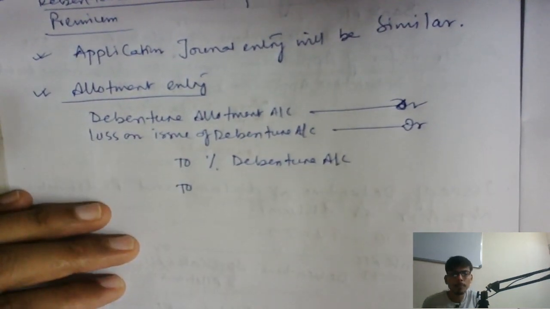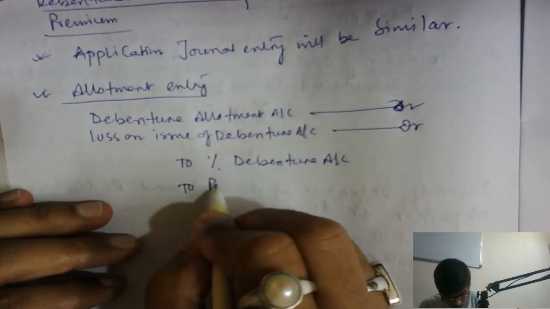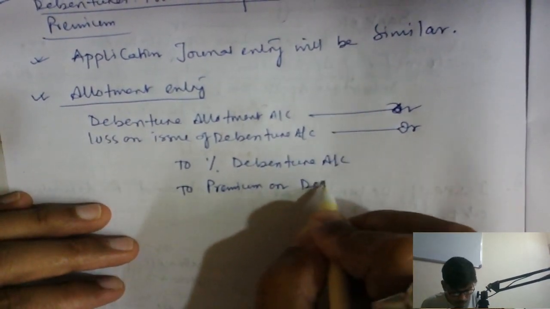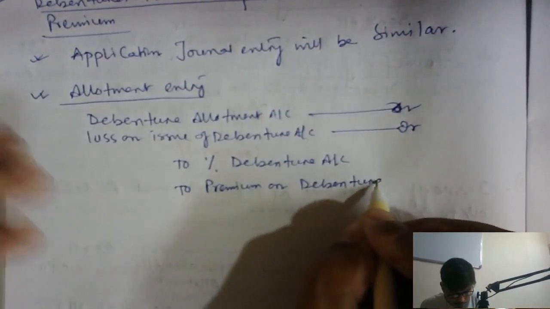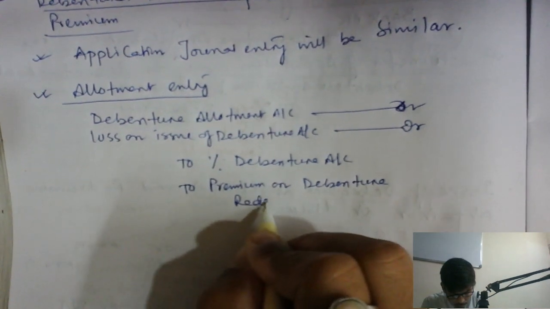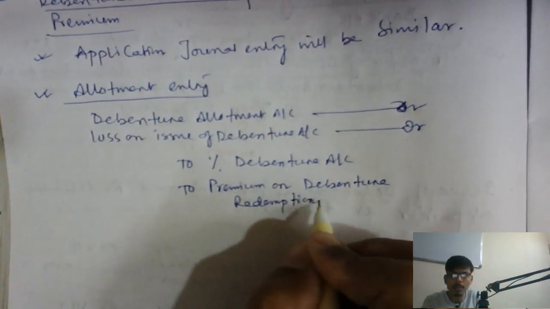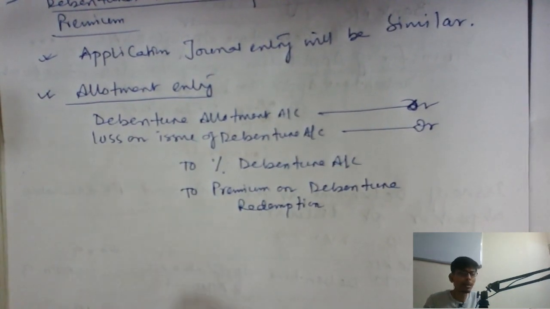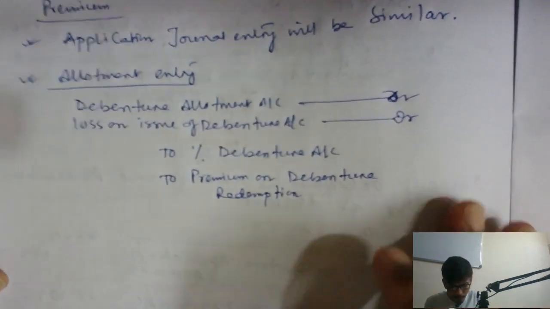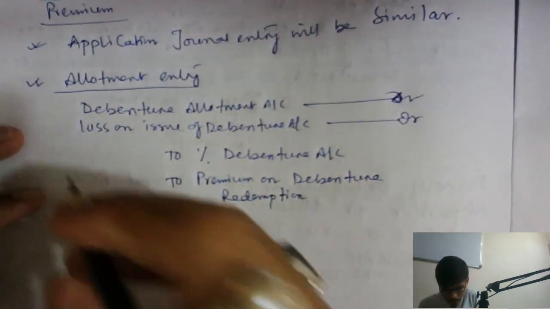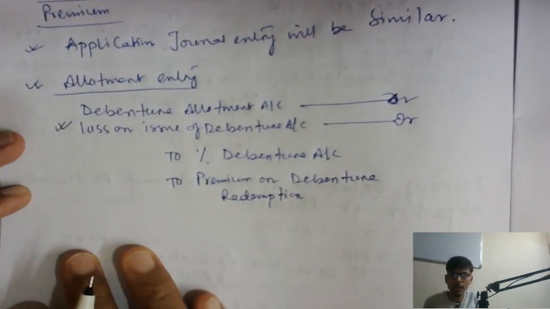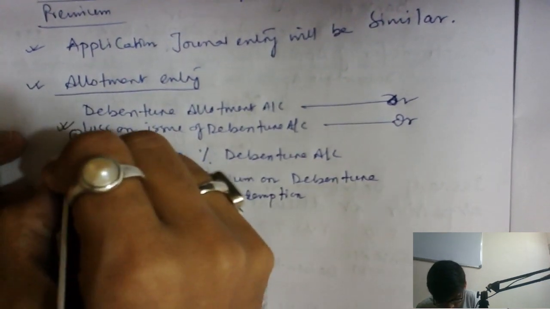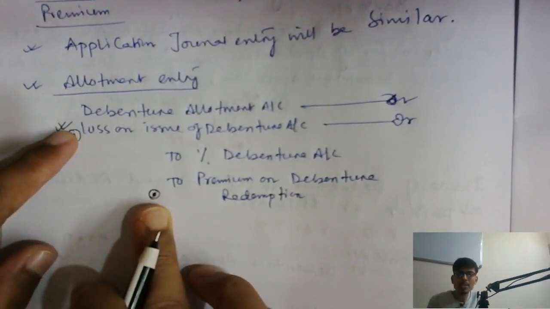2. What is the premium on debenture redemption? You can write. Correct. Premium on debenture redemption. You can write this, or debenture redemption premium. So see this, okay, and this amount. These are the same amount.